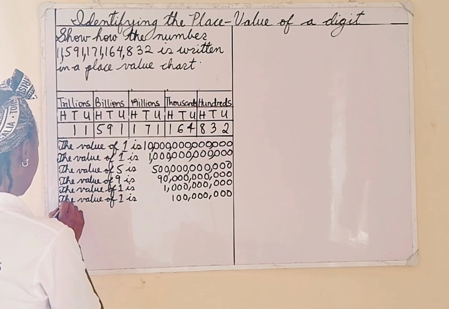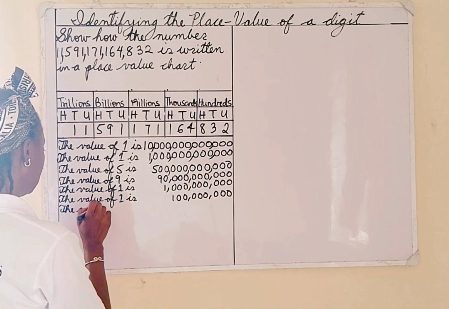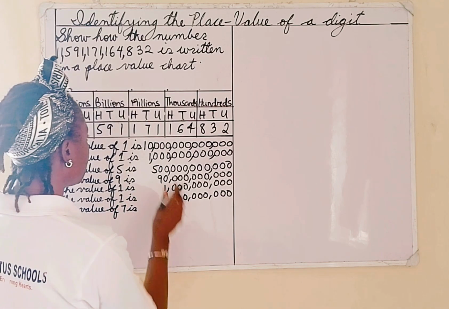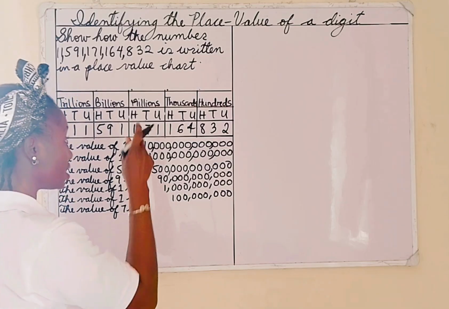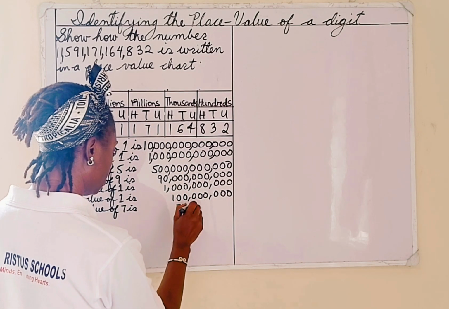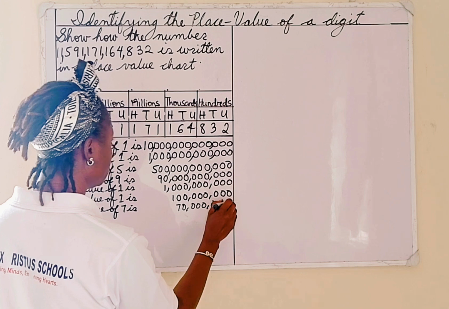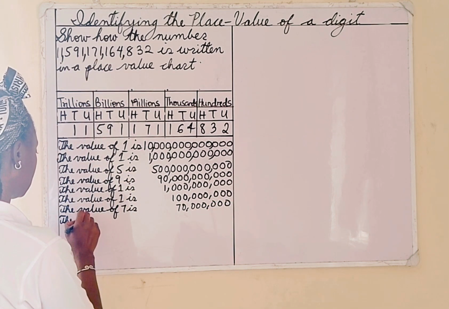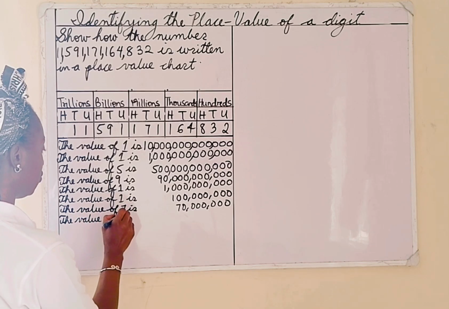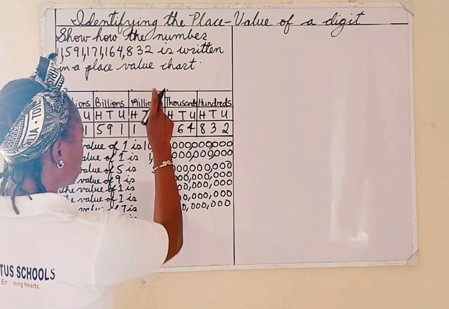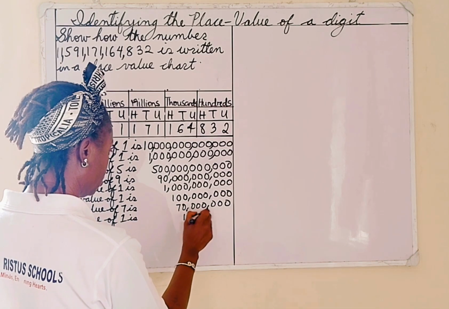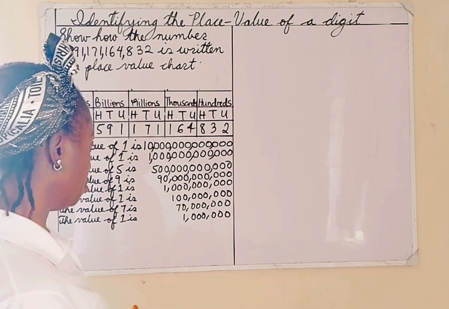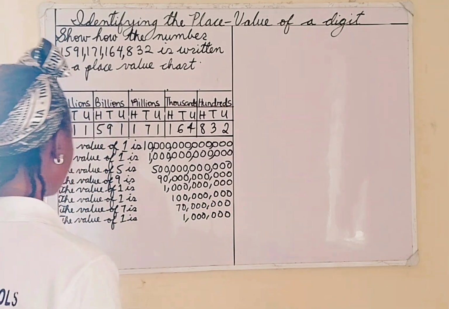The value of 7 is 7 ten millions, which is 70 million. Okay, now the next is the value of 1 is 1 million. You can see the lower we get, the more the zeros reduce, right?